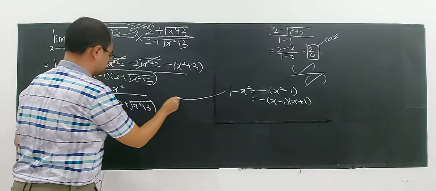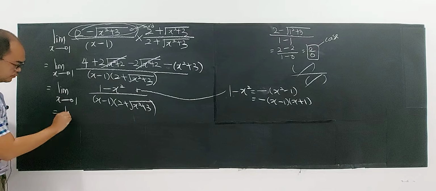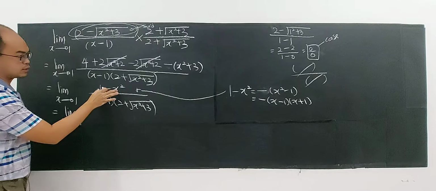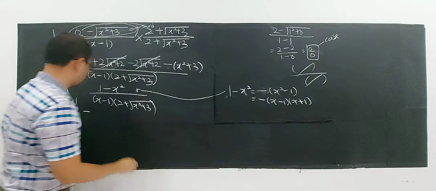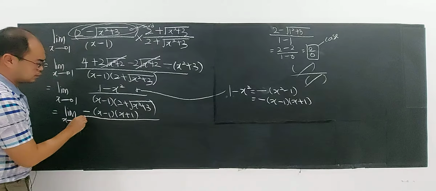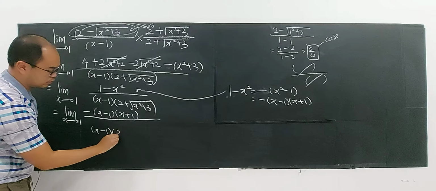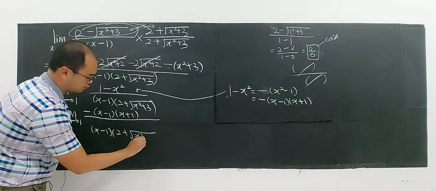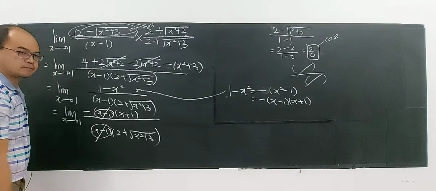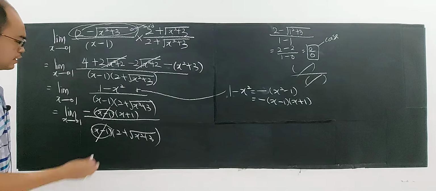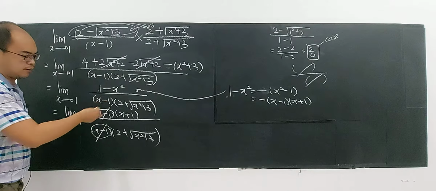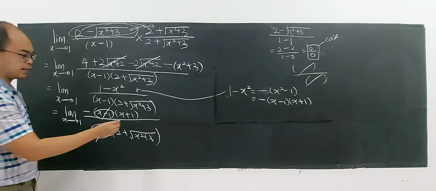So I substitute inside here. Limit as x approaching 1, and this one will become negative. This one is the same as this one, so it can be modified to become negative x minus 1, x plus 1 divided by x minus 1, 2 plus square root of x squared plus 3. This is the one that we want to eliminate. So now we have already reached the objective where we eliminate these two common factors here. So now we can directly substitute.